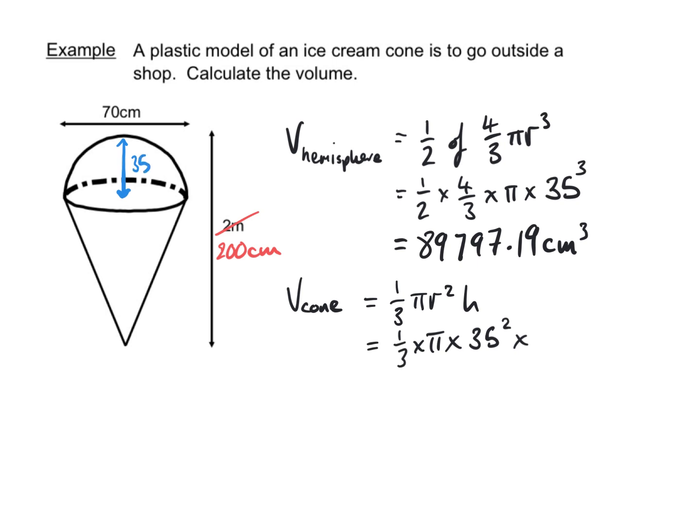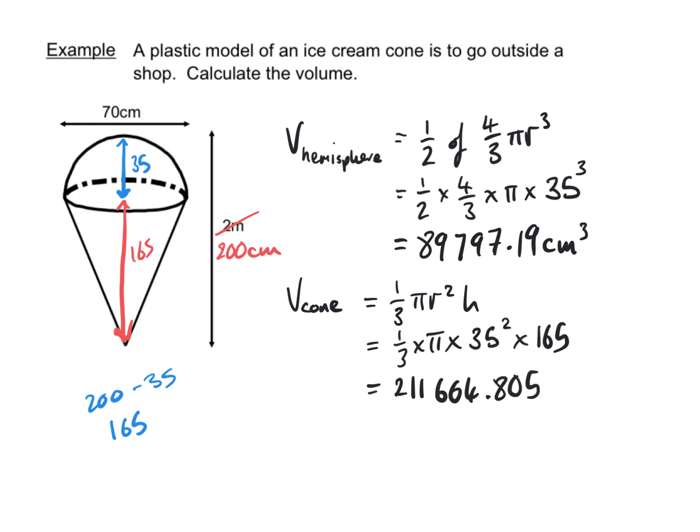And if I take that away from the 200 that I have here, so 200 take away 35, that's going to leave me with 165. It means that the length from here down to here will be 165. So the height of the actual cone is 165. So that's what I'm going to use in my working for the volume of a cone. So 165, and then I'm going to type that into my calculator, and I end up with 211,664.805.